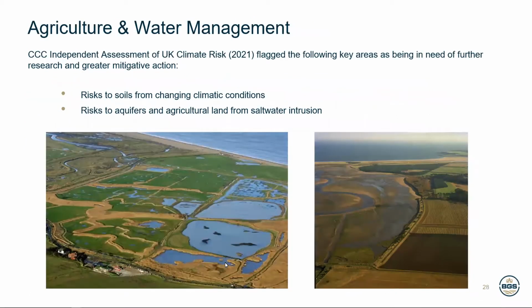And finally, agriculture and water management sectors can also benefit from GeoCoast. So the Climate Change Committee's independent assessment that I've already mentioned flagged the risks to soils and aquifers as key areas in need of further research and greater mitigative action. GeoCoast inundation under climate change scenarios is a useful tool in identifying regions under threat of permanent or periodic coastal flooding and assessing the impacts that this will have on coastal growing regions through changes in soil chemistry, saline contamination of groundwater sources, and farmland inundation.